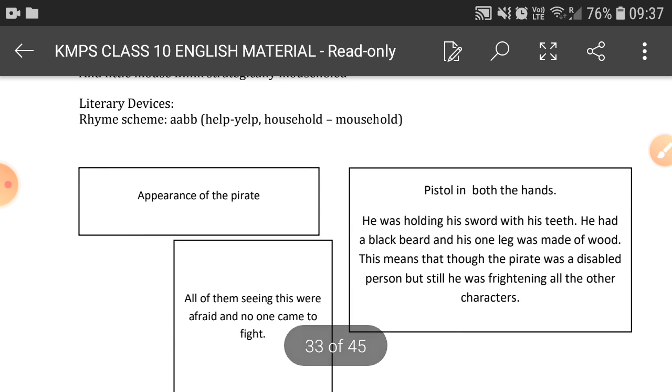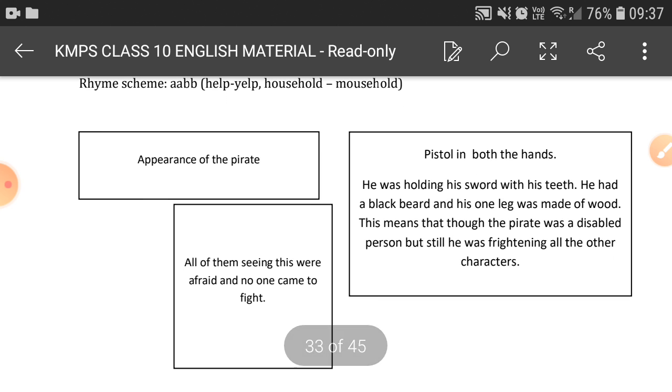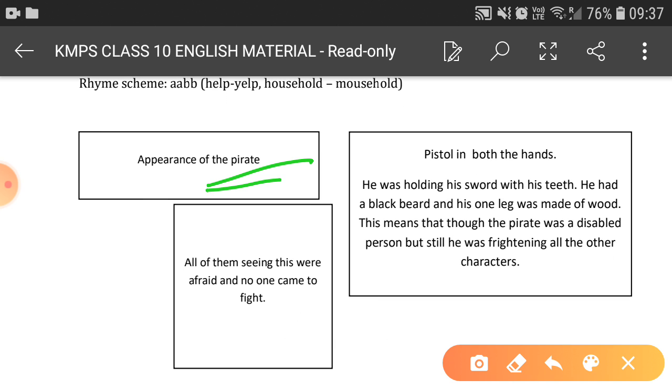As far as the plot is concerned, we get the appearance of the pirate here, with a pistol in both hands. He was holding his sword with his teeth. In hands it was the pistol, in teeth it was a sword. He had a black beard and one leg made of wood. This means that though the pirate was a disabled person, he was still frightening all the characters.